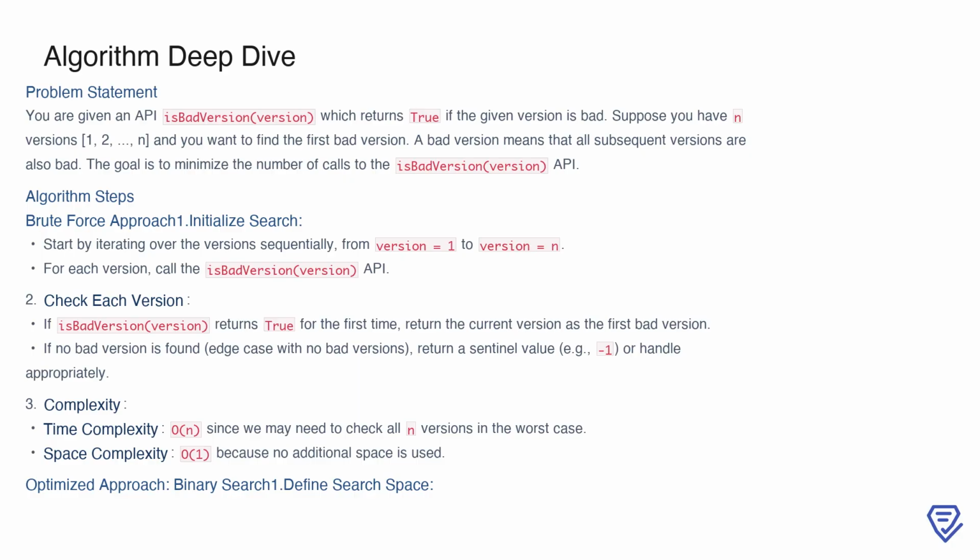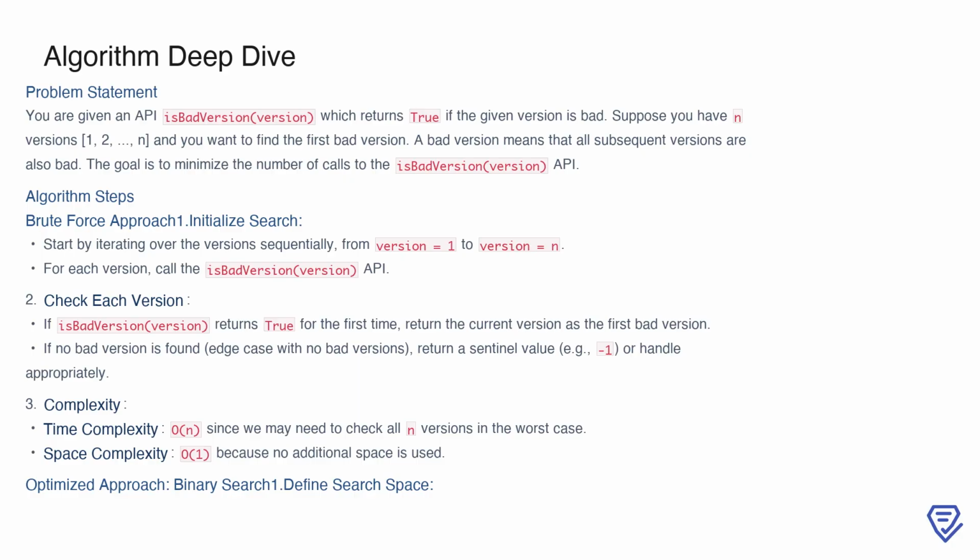Let's start with the brute force approach. Here, we sequentially check each version, starting from 1. For every version, we call isBadVersion(version). As soon as we find the first version where the API returns true, we return that as the first bad version. If no bad versions exist, we handle this by returning a special value like -1.